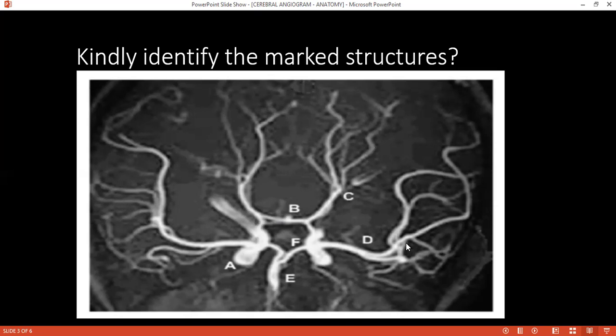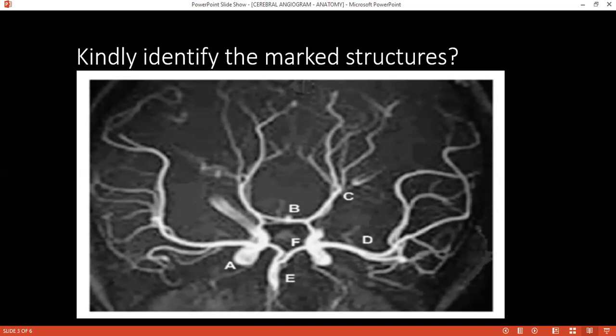D, please. Middle cerebral artery. All right. E, please. This is the basilar artery. Very nice. Good. F, please. Posterior communicating artery. Yes, very good. All right. Can you tell me what else you can see?